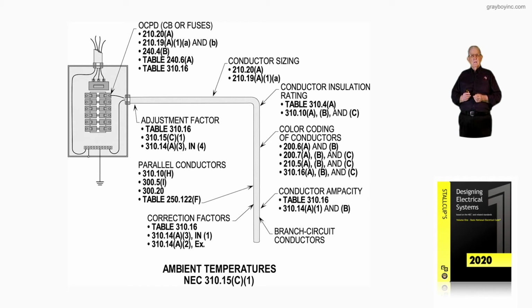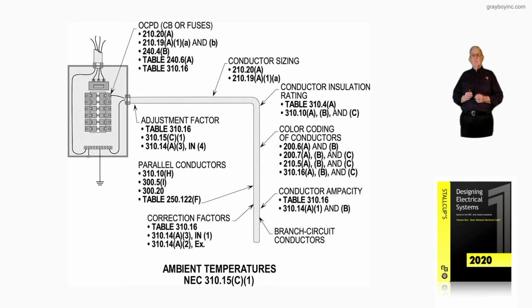Next, Table 310.16 gives you the ampacity based upon the insulation on the conductor. 310.14(A)(3) informational note 1 gives you the information for correction factors. 310.14(A)(2), when you look at the exception there, that kind of determines how you load the circuit, if it's current carrying or not. The 10% rule that you would apply, or the 10 feet.